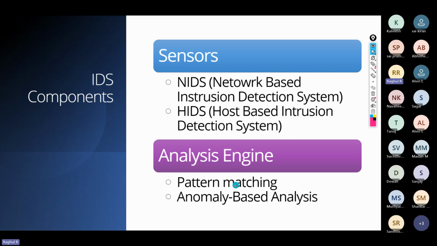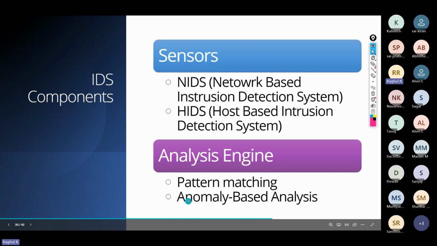The second one is the analysis engine. So the analysis engine has two parts. One is pattern matching. So the pattern needs to be given by the people, the employee or the admin. Okay. The second one is the anomaly based analysis. So this is a kind of extra brain of IDS that needs to look for any malicious activities. It does not work like an IPS, but it does some basics.